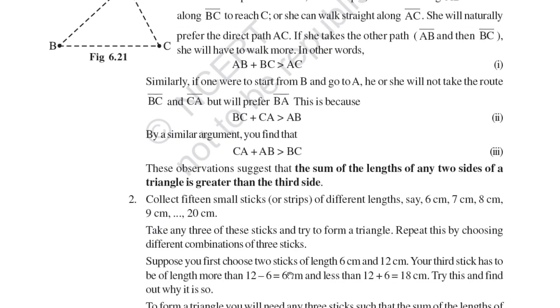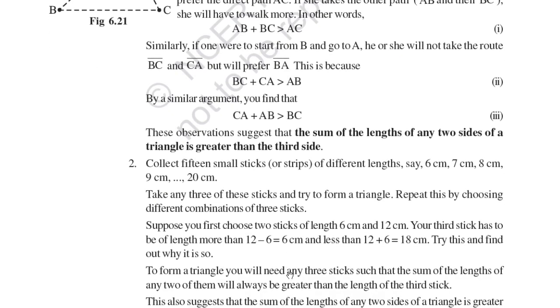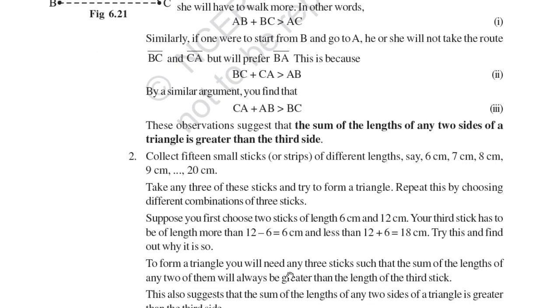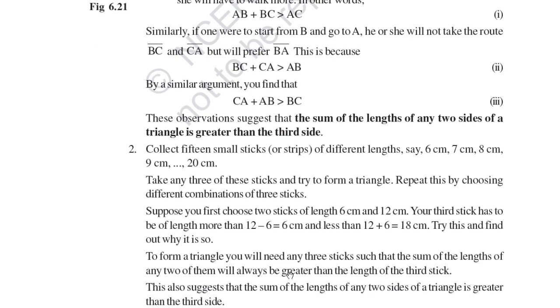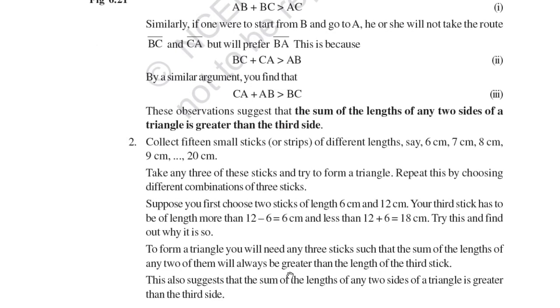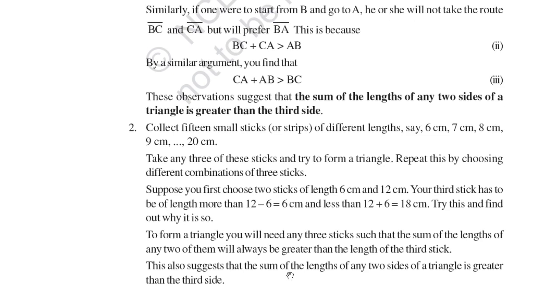Collect 15 small sticks or strips of different lengths, say 6 cm, 7 cm, 8 cm, 9 cm up to 20 cm. Take any three of these sticks and try to form a triangle. Repeat this by choosing different combinations of three sticks.